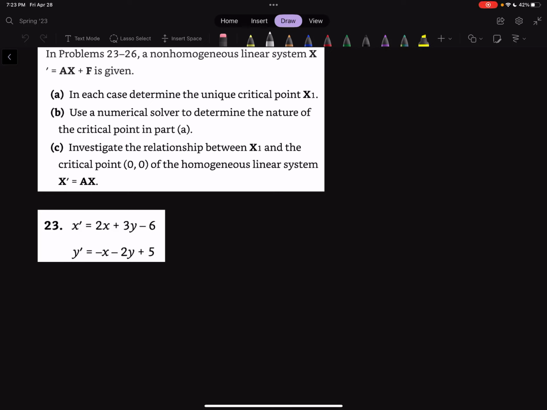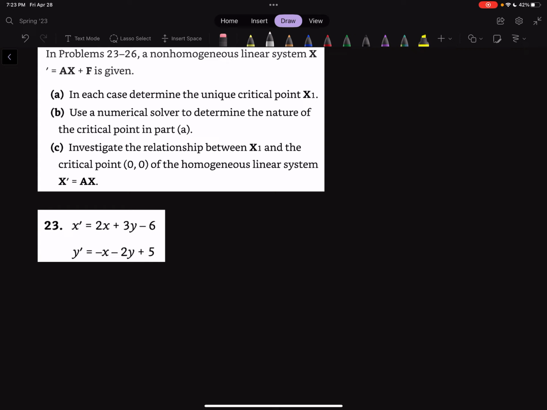Okay, in problems 23 to 26, a non-homogeneous linear system is given. A non-homogeneous system is one that has this extra term. If this wasn't here, then it would be a homogeneous system, like this one. In fact, it calls this one a homogeneous. But since there's more than that, we call it a non-homogeneous.